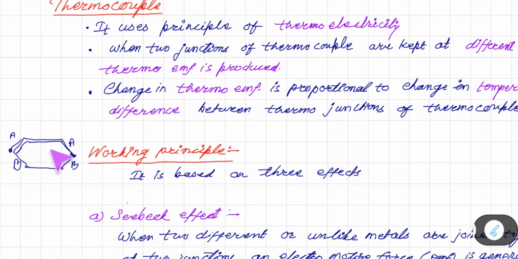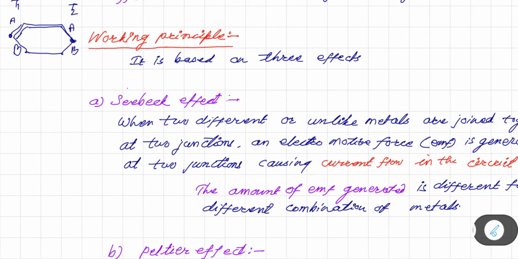and if these two junctions are kept at different temperatures, suppose one has temperature T1 and the other has temperature T2, then if the temperatures are different, the potential or thermo EMF is generated. That is thermoelectricity, and that is the principle of thermoelectricity. Now when we talk about the working principle of the thermocouple, it is based on three effects. The first effect, as we saw, is the Seebeck effect.